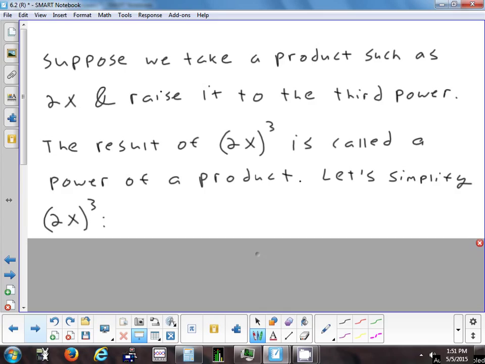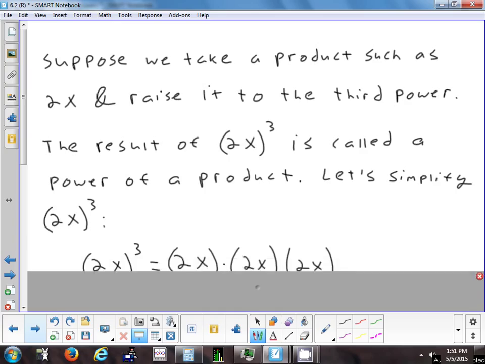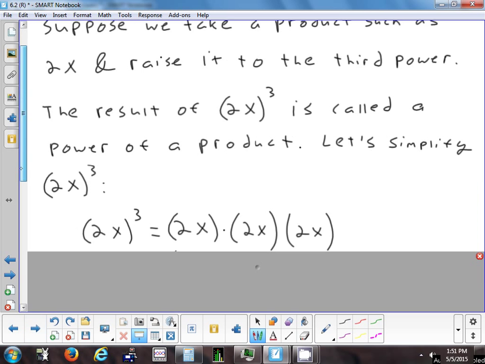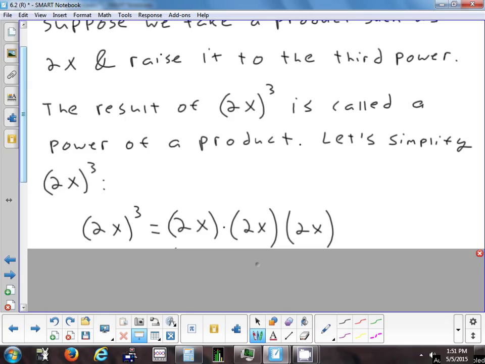How would you write this out without an exponent of 3? What does 2x to the 3rd power mean to do? Multiply: 2x times 2x times 2x. That's what it means. If you write it out the long way, hopefully in a second you'll see a shortcut.